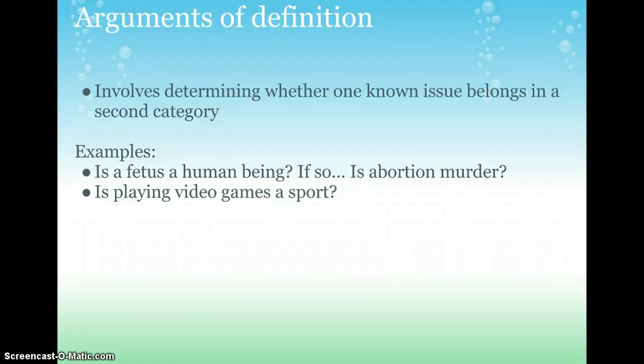We will go into this a lot more. This is something we'll discuss in class, but an argument of definition involves determining whether one known issue belongs in a second category. So it's basically coming up with a definition and then measuring something else against that definition. For example, your book gives these examples.